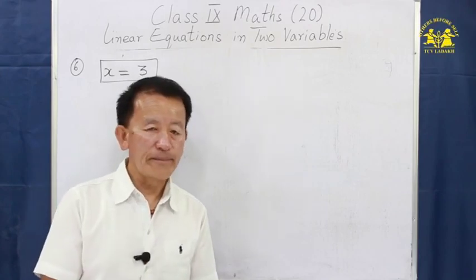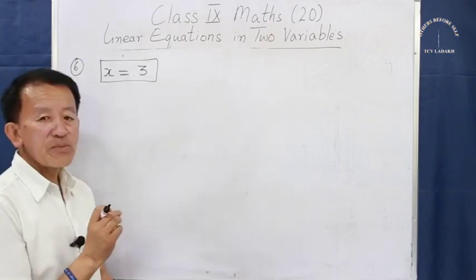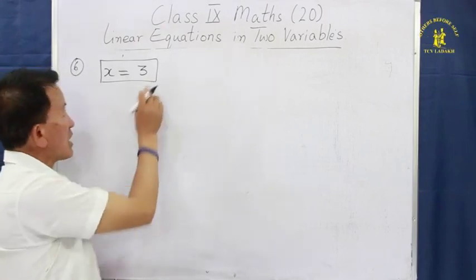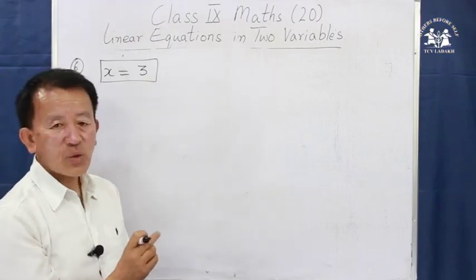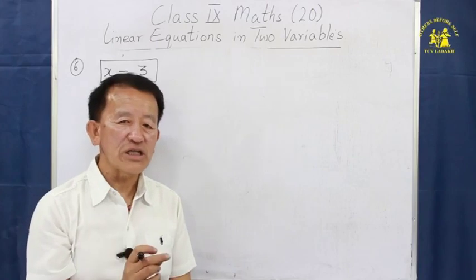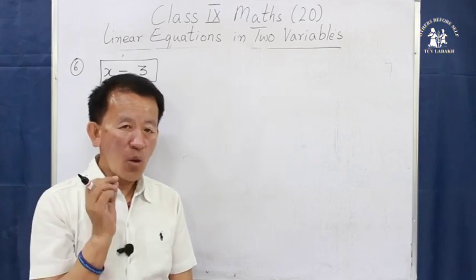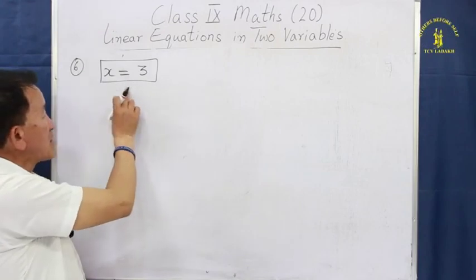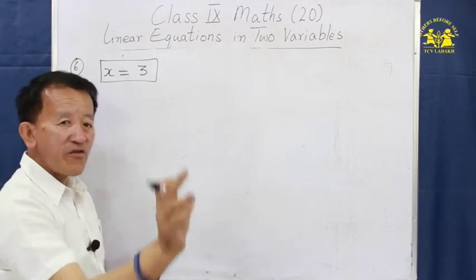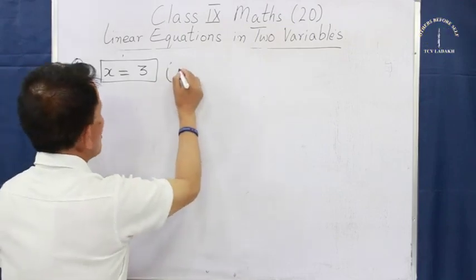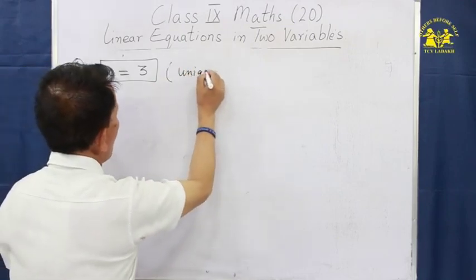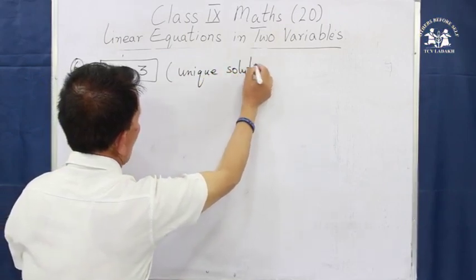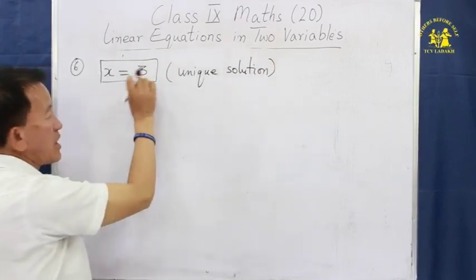So to wind up, we shall take a simple equation, that is x is equal to 3. Now directly if you look, this equation is of course a linear equation in 1 variable, and the solution is the value of x is equal to 3 and no other values. So it has a unique solution, one and only one solution, that is 3.